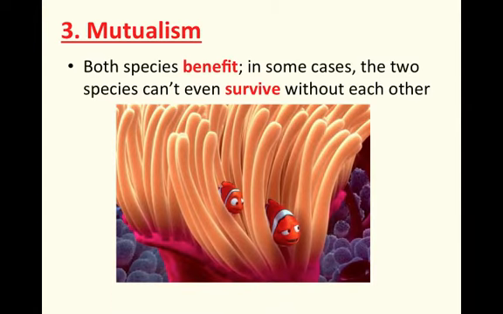The third type of symbiotic relationship is mutualism, and this is where both species benefit in the relationship. So we can all fondly remember clownfish and the sea anemone in Finding Nemo. The clownfish's job is to chase away anemone-eating fish, and the anemone provides the clownfish with a shelter.